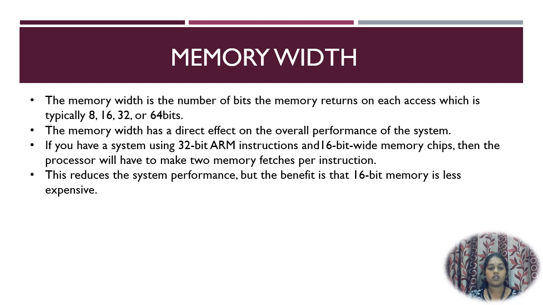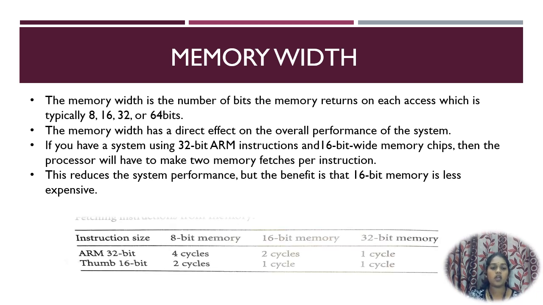Memory width. The memory width is the number of bits of memory returned on each access, which is typically 8, 16, 32, or 64 bits. This memory width has a direct effect on the overall performance of the system. If the system is using 32-bit ARM instructions and a 16-bit memory chip, then the processor will need 2 memory fetches per instruction. This reduces the system performance, but the benefit is that 16-bit memory is less expensive.